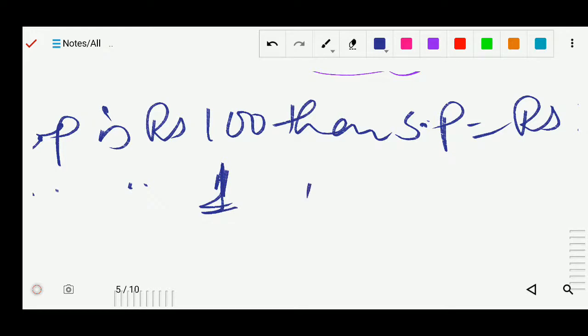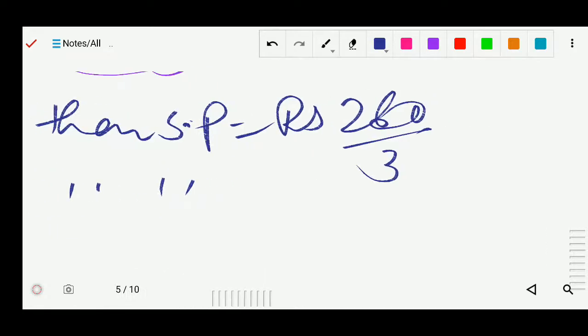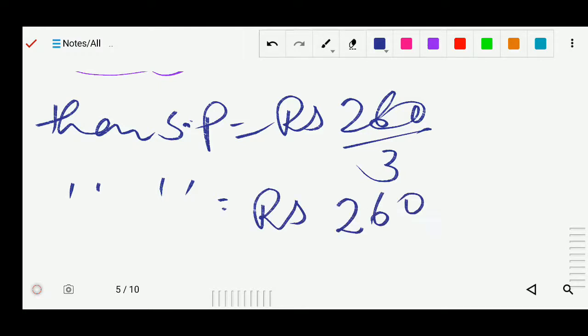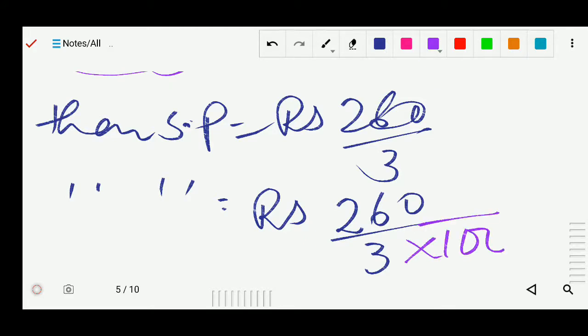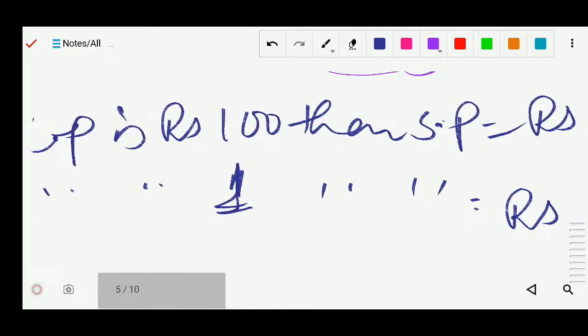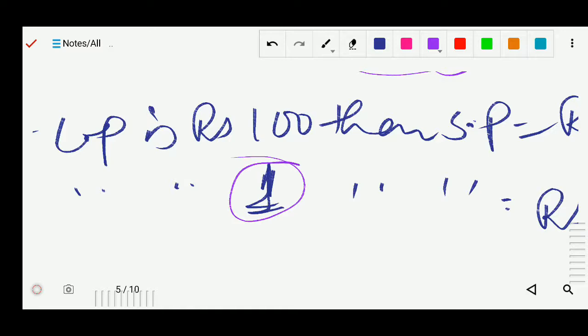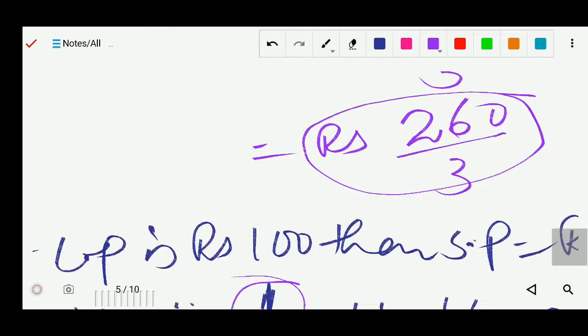Okay, in the unitary method we are always finding for the 1. So for the 1 what will it be? It will be rupees 260 by 3, and that will be divided by 100, so I write here 100 divided by 100, and directly I write here 100. Now I got the value of 1. Now easily we can find this one.